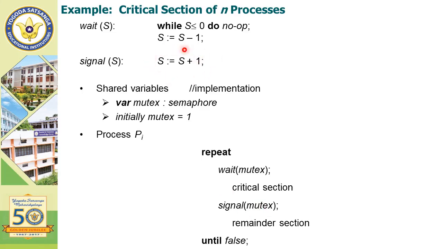This is s is equal to s plus 1, executed by signal, and s becomes 1. Initially it is 0, after executing signal it becomes 1. Afterwards the remainder section is executed. In this algorithm, the mutual exclusion principle is satisfied, and whenever a process is executing the critical section, other processes cannot enter into the critical section.